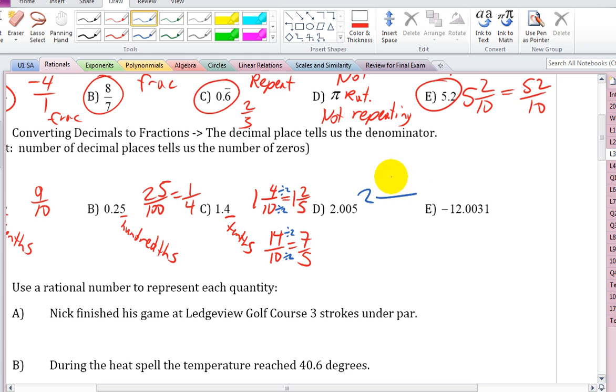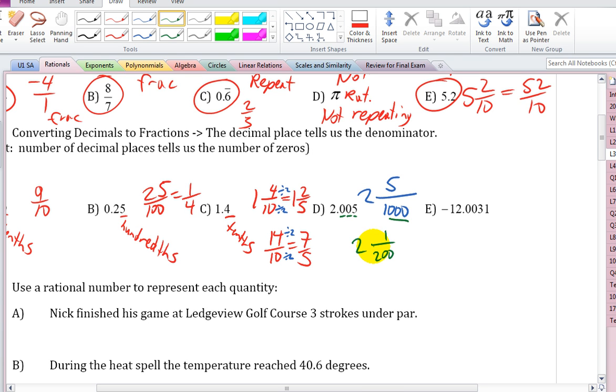2 and 5 over 1,000. Okay. Do you guys see what I mean by 3 decimal places, 3 zeros in the denominator? Okay, so that's another way to kind of cheat a little bit. But in grade 10, we only tell you the place value to round to. So we'll say round to nearest tenth or round to the nearest hundredth. Okay, we don't say round to 1 decimal, round to 2. Okay, we name the place value. Lowest terms. Okay, 2 and 1 over 200. Or 21 over 200. Your choice.